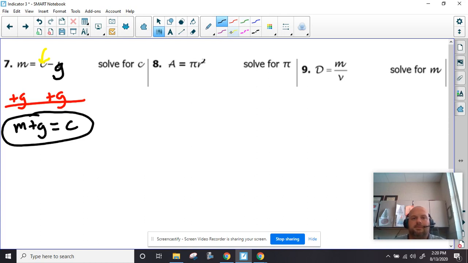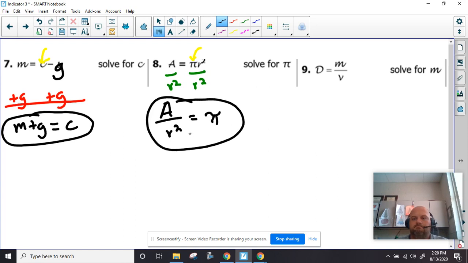Now, right here, we're solving for pi. Now, I know some people will be like, but you know what pi is? Well, pi is one of those weird numbers, and we usually treat it as a variable. Especially when you get to geometry. You can actually divide by r squared. You don't have to take the square root. You can divide by r squared. So area divided by radius squared equals pi.